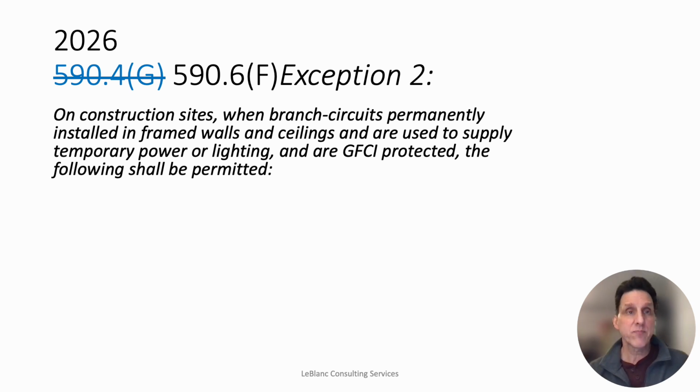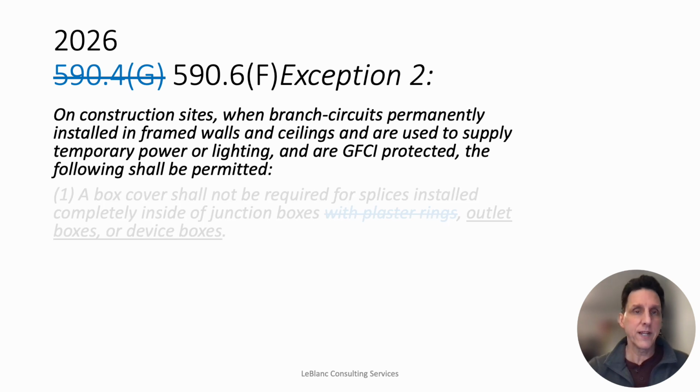Okay, and then exception 2. Let's take a look at the wording proposed for 2026. On construction sites, so no change there. Where branch circuits, still only for branch circuits. On construction sites, when branch circuits permanently installed and framed in walls and ceilings and are used to supply temporary power lighting and are GFCI protected, not SPGFCI protected, the following is permitted. And there's 3 things we want to look at.